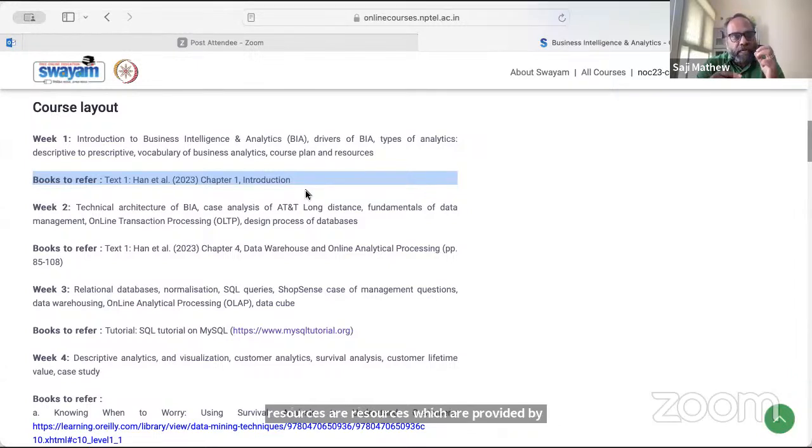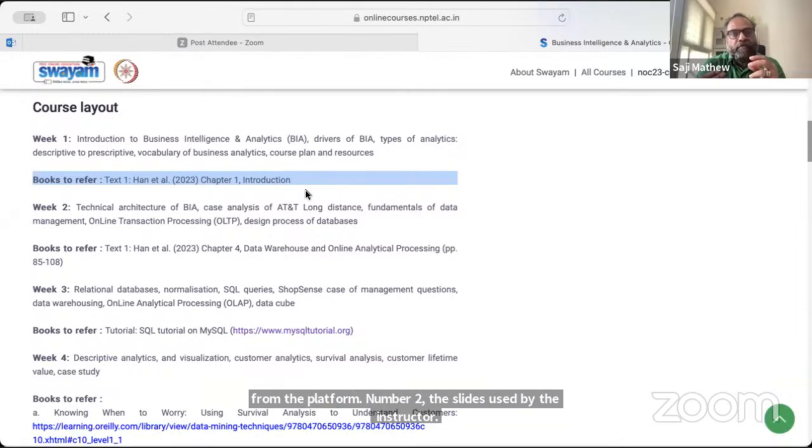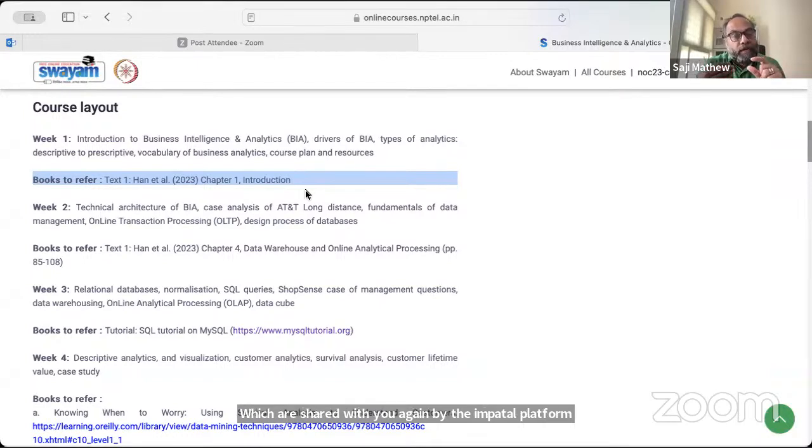This involves, 1, the recorded lectures which you access from the platform. Number 2, the slides used by the instructor, which are shared with you by the NPTEL platform from time to time. And number 3, you also get the transcripts of the lectures. The audio of a video lecture is transcribed to text, and that is the text that you get to read. Those who have hearing challenges would benefit from the transcript. Otherwise, for a normal user, the video lectures are good enough, but additionally, transcripts will be made available. As far as the SWAYAM platform and NPTEL go, these are the resources that you get.